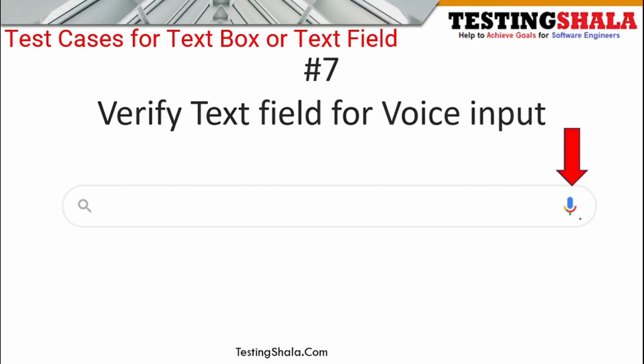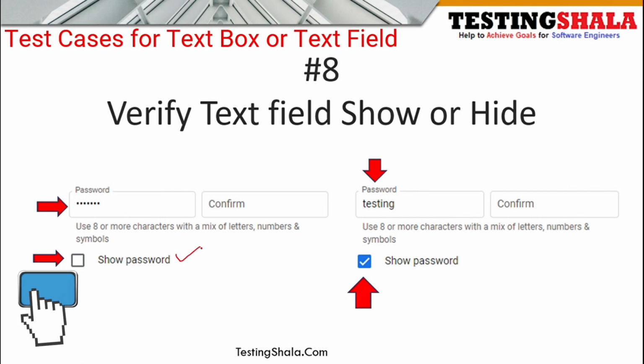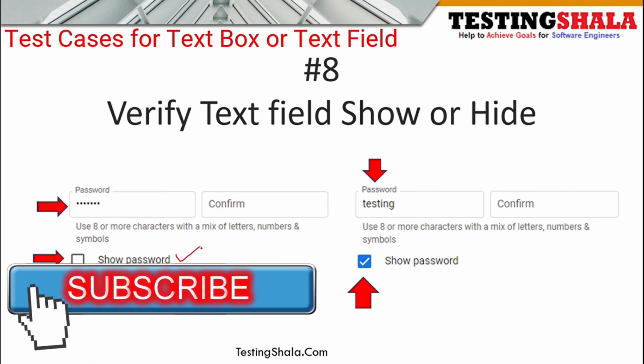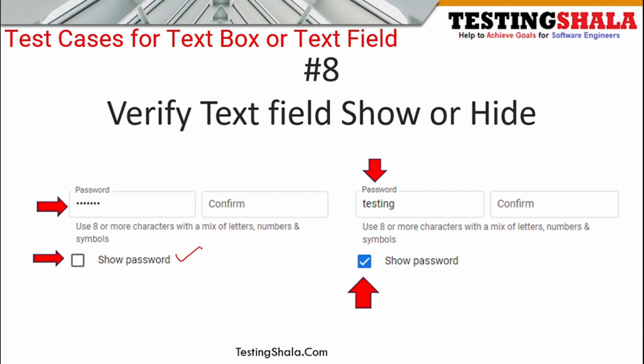The eighth scenario is especially useful for a password field or CVV field, where you want to keep the data secret and hide the critical information. We mask the data with stars or something else. You should have an option to show the password or not. If there is a checkbox and I select it, only then it should show the characters, otherwise it should hide. That kind of test case you should validate as part of show or hide for the text field or text box.